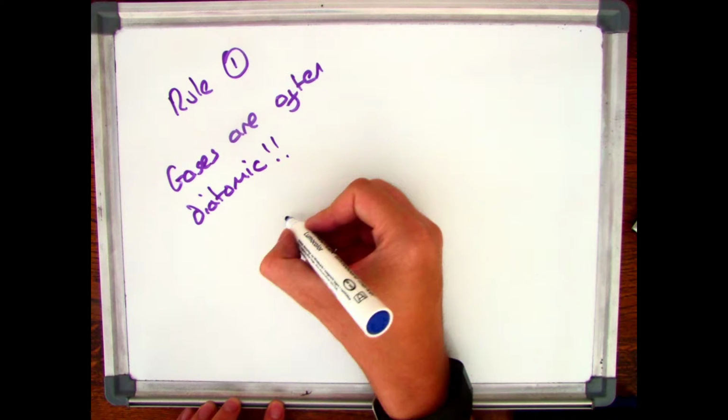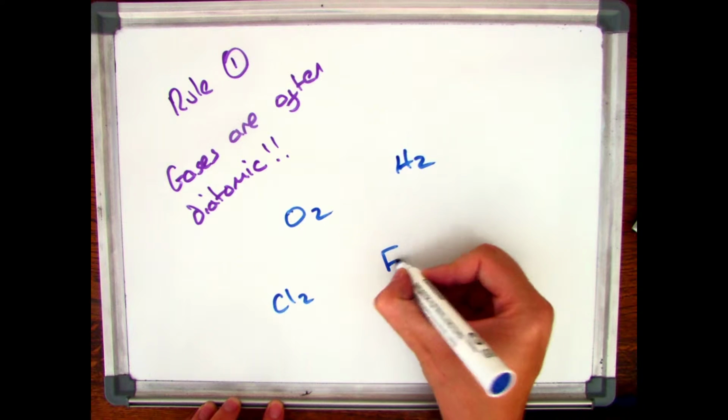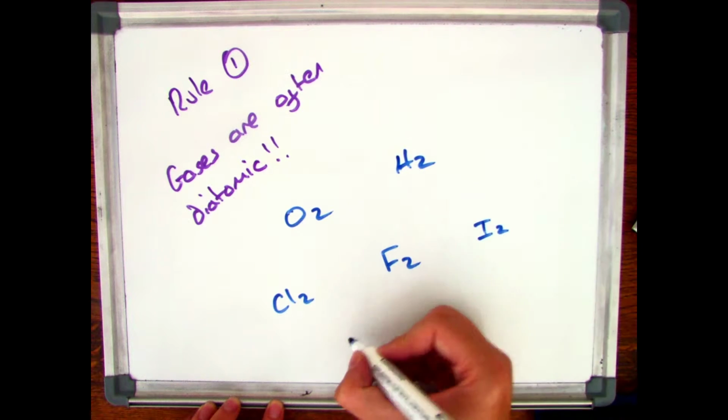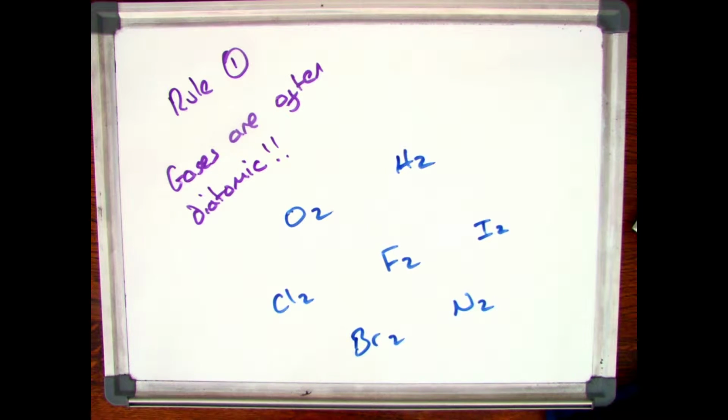Hello there and welcome to this video, which is looking at writing and balancing chemical equations. There are a couple of rules you need to know, the first of which being that a lot of the gases are often diatomic. Now these are the ones you need to know. So we've got oxygen, hydrogen, chlorine, fluorine, iodine, bromine and nitrogen.